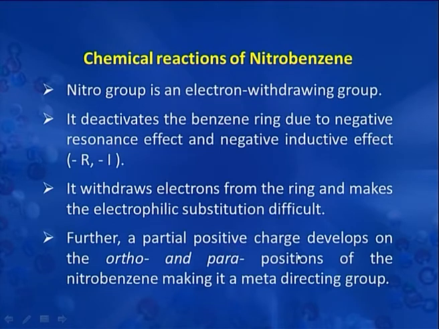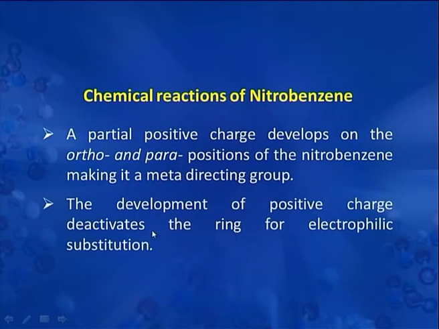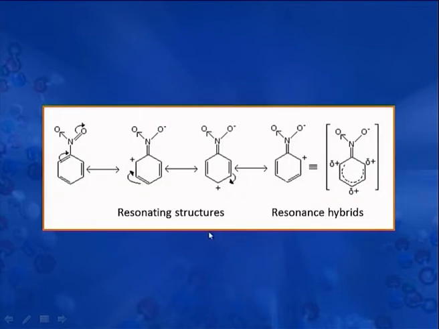Further, a partial positive charge develops on the ortho and para positions of the nitrobenzene, making it a meta-directing group. You can see here the development of positive charge deactivates the ring for electrophilic substitution. See, in these resonating structures, this is nitrobenzene and there is development of positive charge here on the ortho position, para position and then on another ortho position, making the benzene ring electron deficient. As a result, the electrophilic attack by the ring becomes difficult.